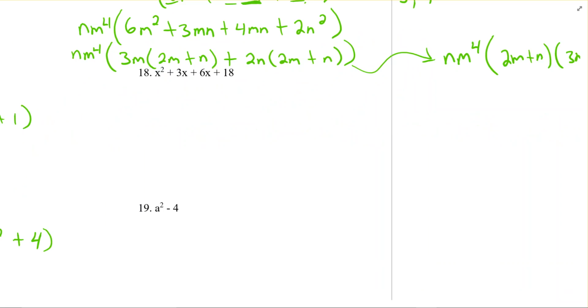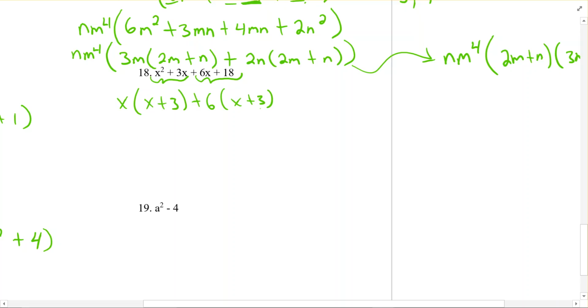Okay, so this one's already kind of set up for factoring by grouping. So let's just factor by grouping that part and that part. So this is going to just be an x that I take out, and what I have left is x plus 3. If I factor out a 6 out of this one, it's going to be 6 and then x plus 3. So my factors are x plus 3 and x plus 6.